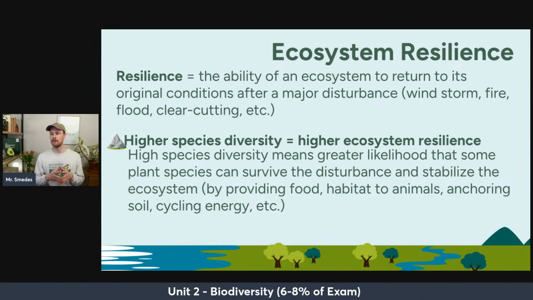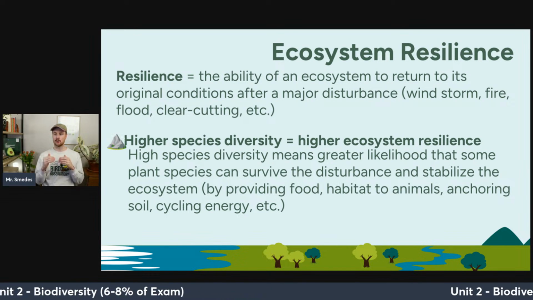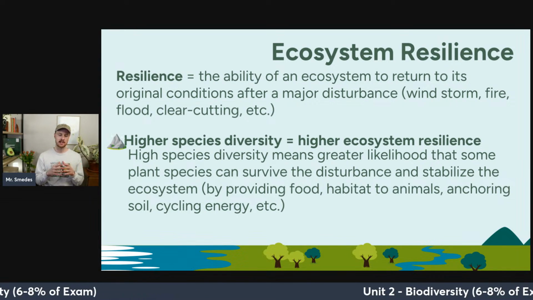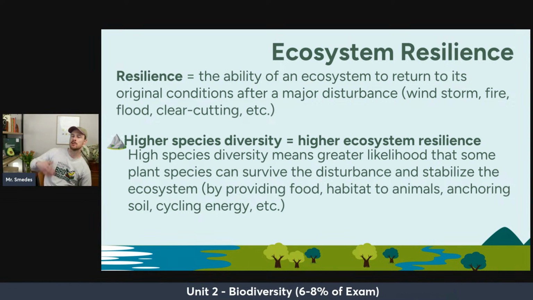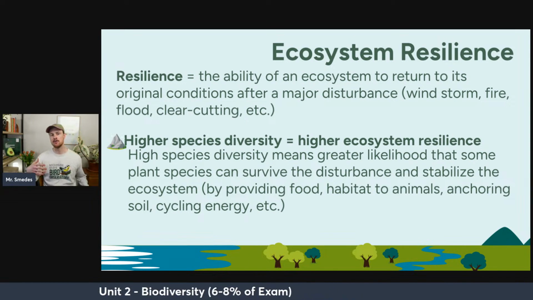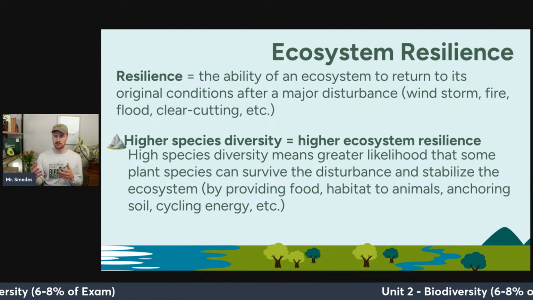So another important vocab phrase to think about. This is not like the most critical concept from a vocab term standpoint in the course, but it can be helpful when you're talking about biodiversity, which is resilience. Kind of basically the ability to return to your original conditions after there's some sort of disruption.